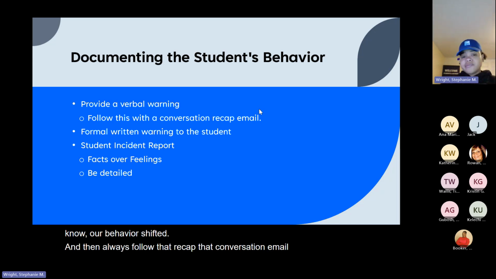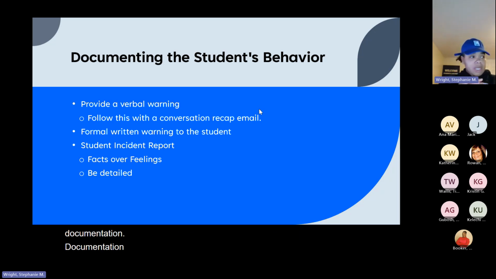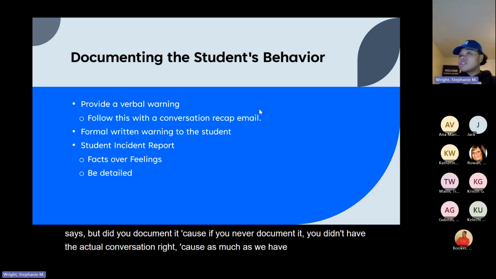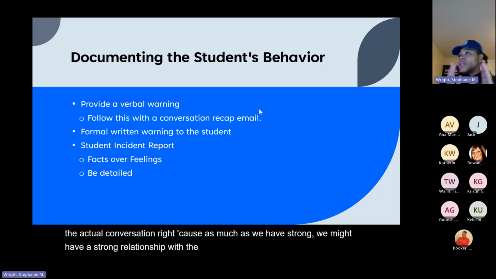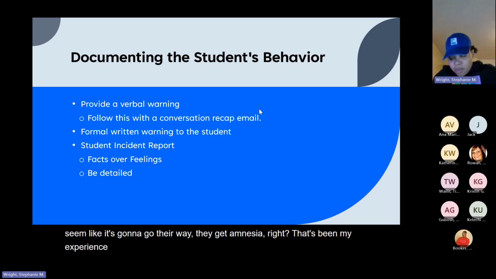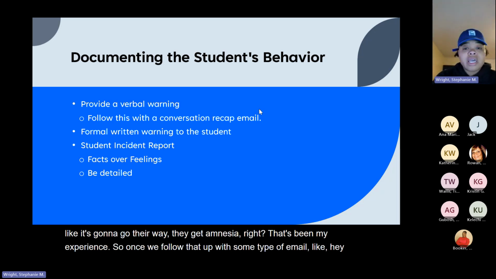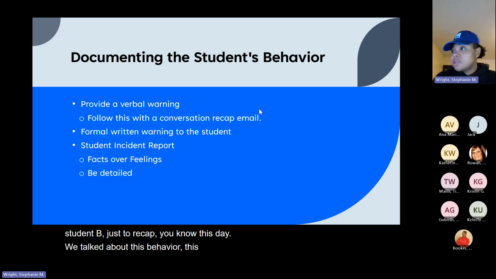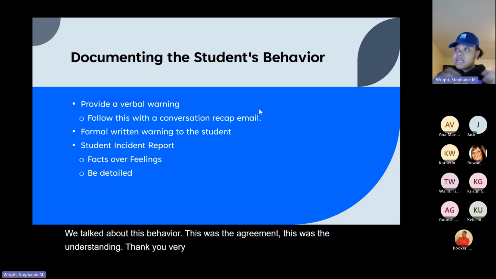Documentation, documentation, documentation, right? I literally brought my team this little desk weight that says, but did you document it? Because if you never document it, you didn't have the actual conversation, right? Because as much as we might have a strong relationship with the student, the minute that things don't seem like it's going to go their way, they get amnesia, right? That's been my experience. So once we follow that up with some type of email, like, hey, student B, just to recap, this day and time, we talked about this behavior. This was the agreement. This was the understanding. Thank you very much. So it's there.